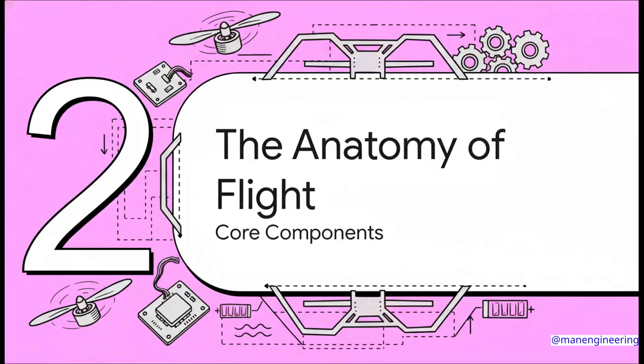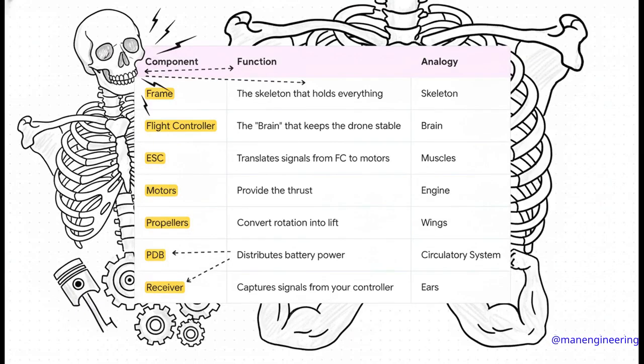Okay, so you've picked a type. Now let's get into the nitty-gritty. Let's look at the anatomy of your drone. These are the core components, the essential hardware that makes up the body of your flying machine. You know, what's really fascinating here is how each part kind of maps to a biological system. The frame, that's your skeleton. The motors are the engine.